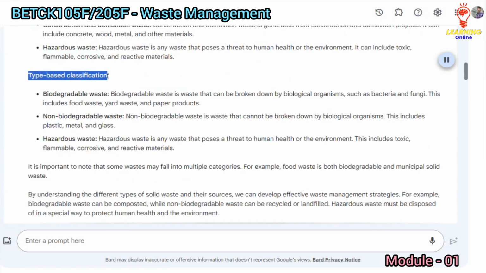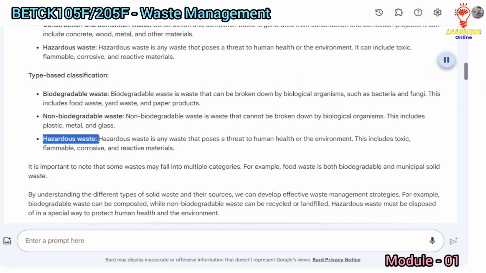Type-based classification. Biodegradable waste. Biodegradable waste is waste that can be broken down by biological organisms, such as bacteria and fungi. This includes food waste, yard waste, and paper products. Non-biodegradable waste. Non-biodegradable waste is waste that cannot be broken down by biological organisms. This includes plastic, metal, and glass.